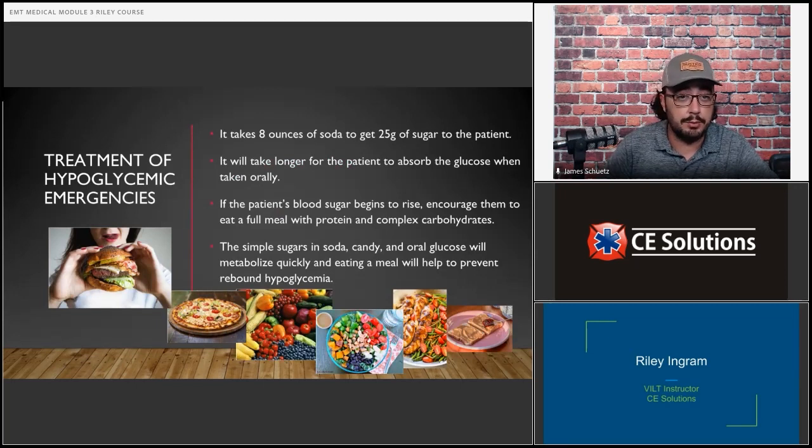And it's going to take a little bit because it's got to digest, right? It's got to break down in the stomach and all that good stuff. It's going to take longer for the patient to absorb it when it's taken orally. If the blood sugar begins to rise, encourage them to eat a full meal with protein and complex carbs. We've kind of beat that into the ground now on why. The simple sugars in soda, candy, and oral glucose will metabolize quickly because it's simple. And eating a meal will help to prevent that rebound hypoglycemia.